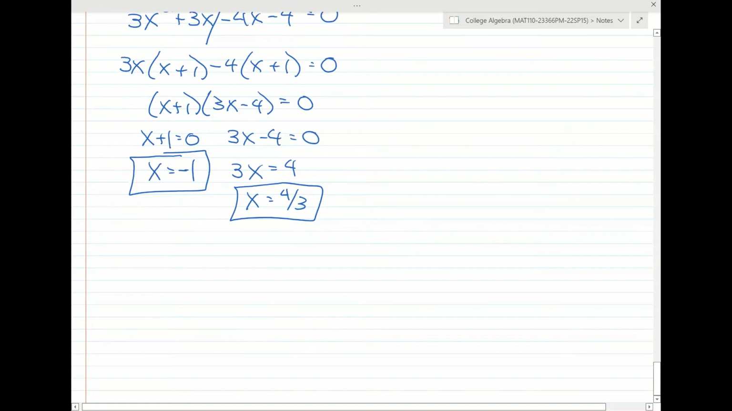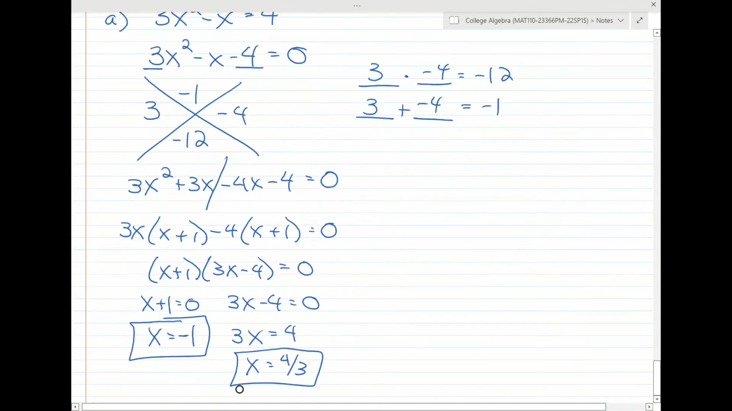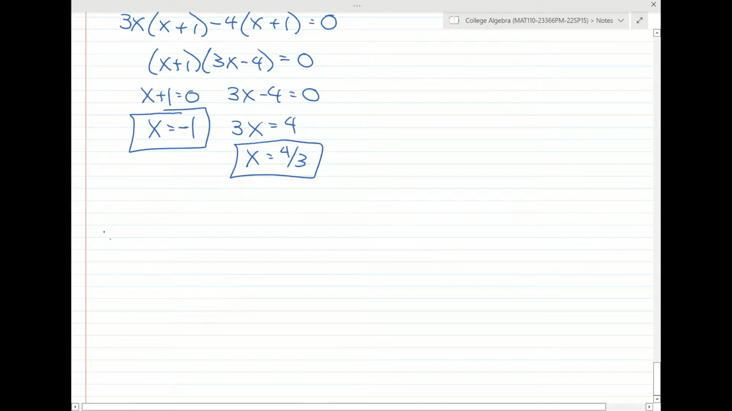Let's see here. Next problem, what if we had something like this? So we had 16m squared is equal to negative 24m minus 9.